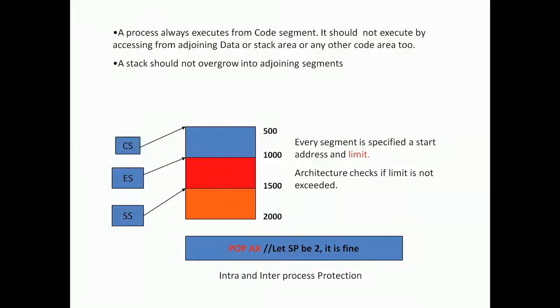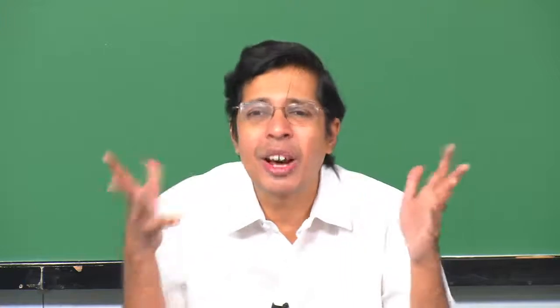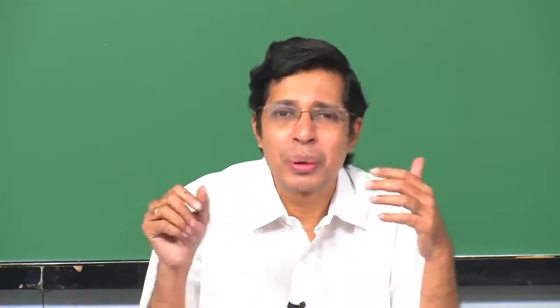If my SP is 2, pop AX is fine, right, because this will become 0, because there are only 2 bytes, but pop EAX is a violation because SP will now become negative, 2, 1, 0, minus 1, right. So again these are some of the things which are interesting about limits, right, and always this limit violation happens when you are very close to that limit, and all these are called corner cases where your program can fail.